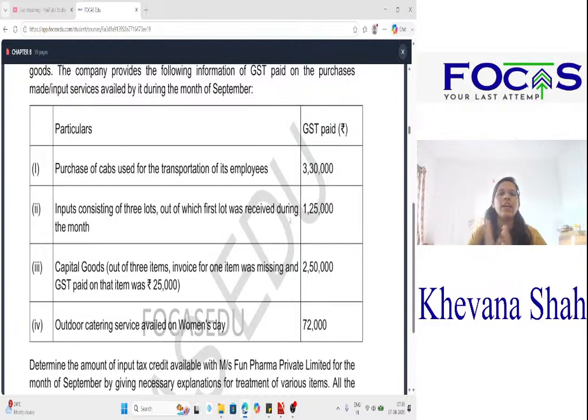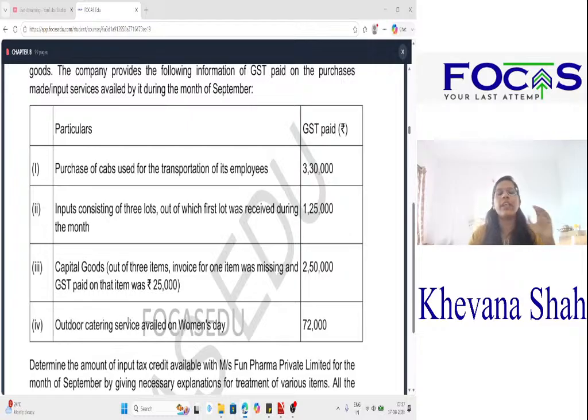Then you have capital goods, out of three items the invoice for one item is missing. So whenever you have any missing invoice, you cannot avail the ITC for the same. So here the value is 2,50,000 of GST and they are saying that the item which was missing, GST paid on that item was 25,000. So for these 25,000, the ITC will not be allowable. So on the remaining balance amount of 2,25,000, out of this 2,50,000, ITC will be allowed.